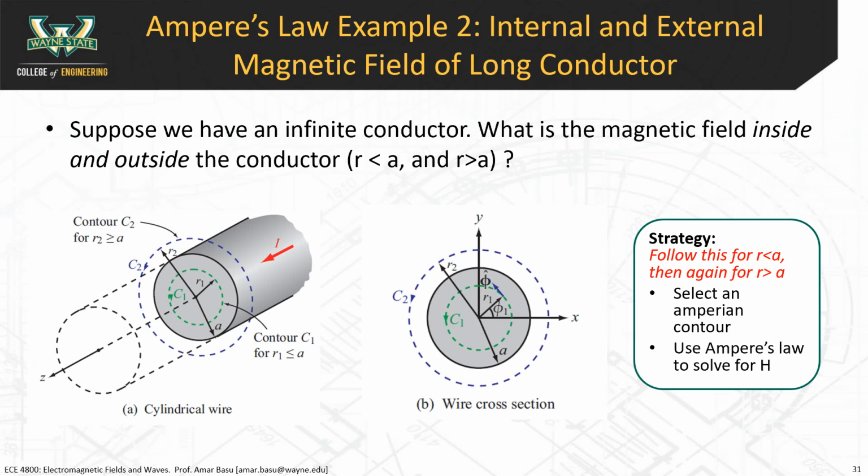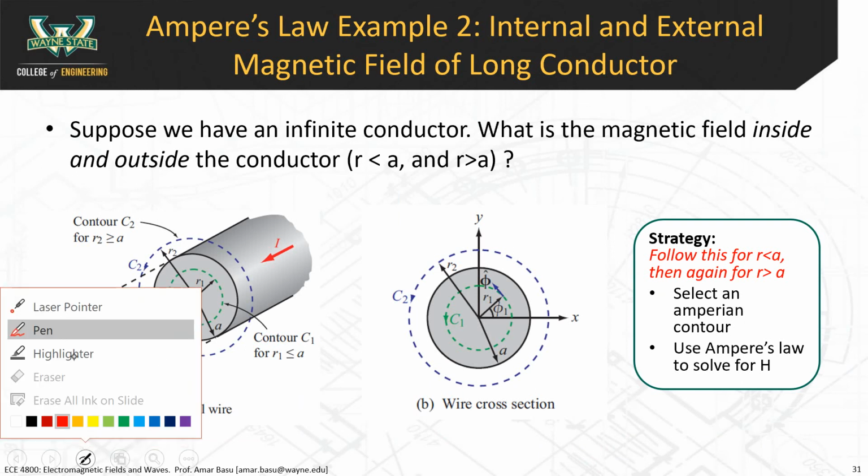Okay, so the problem goes like this. Suppose we have an infinitely long conductor, an infinitely long wire. What is the magnetic field inside and outside the wire? So R is less than A and R is greater than A.